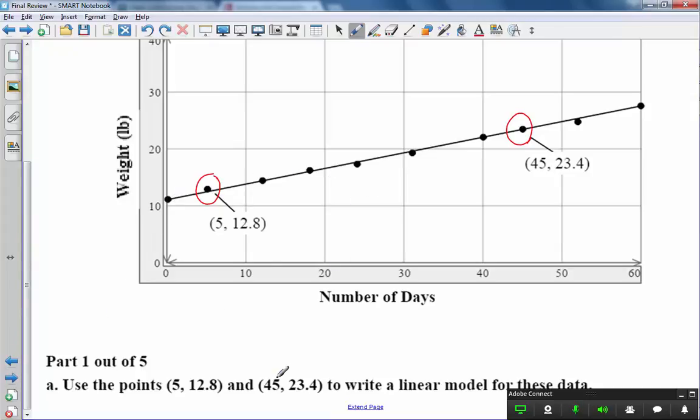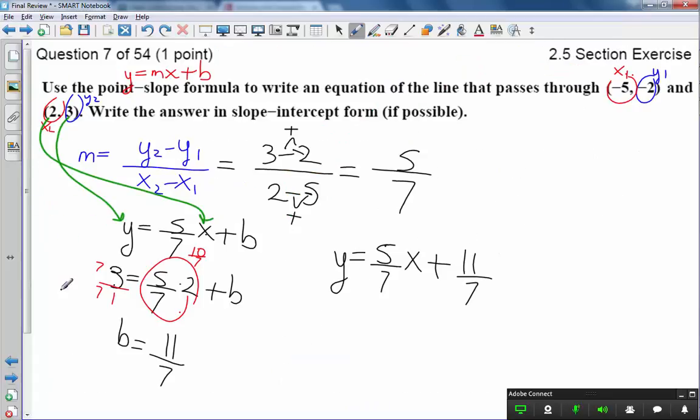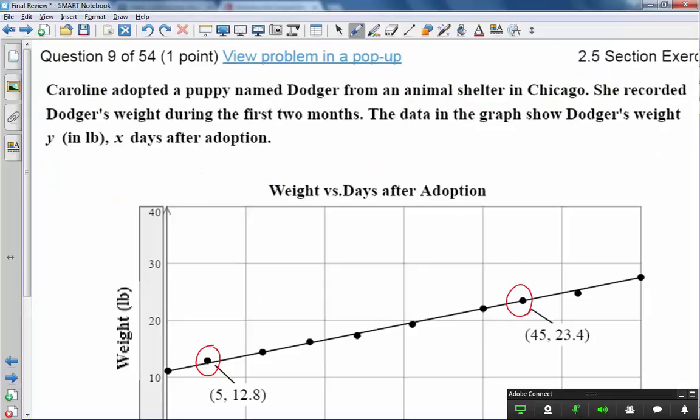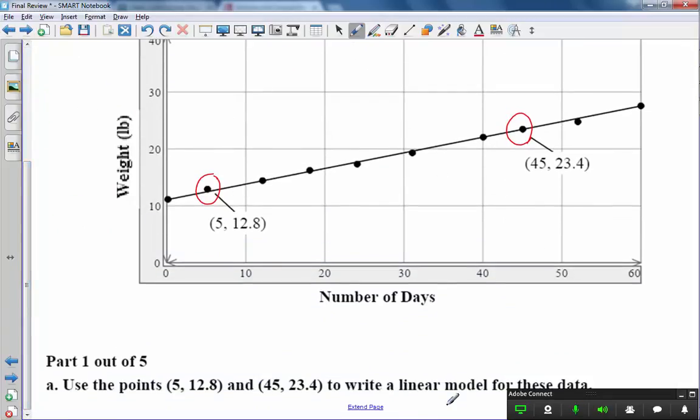Only 2 points given. Is this question any different than this? 2 points given, you're writing the line equation. Any different? No. The only difference is there is a story behind it. They made a story out of it. This is a pure math question. This is a word problem. They have given you 2 dots. Find the line between them.